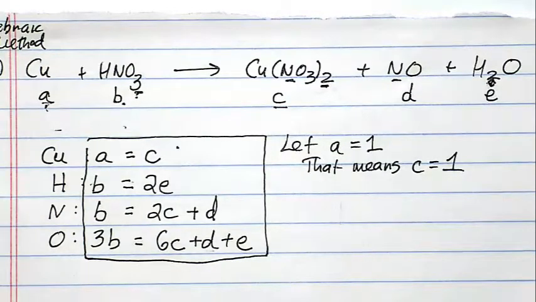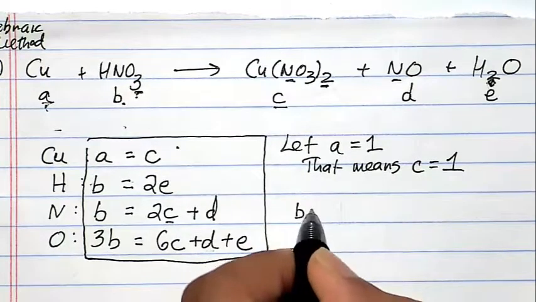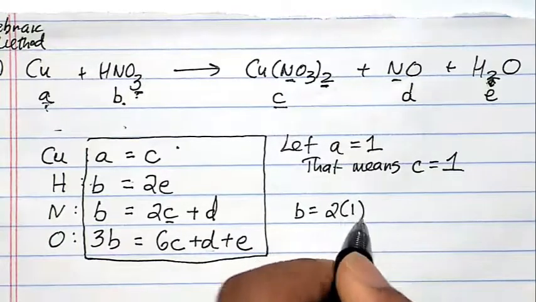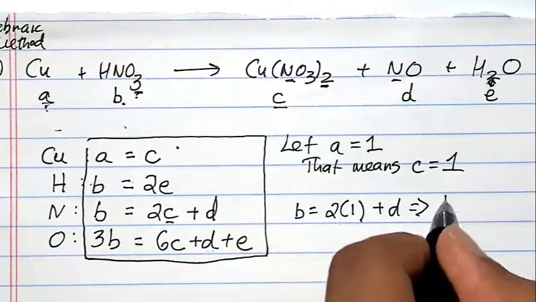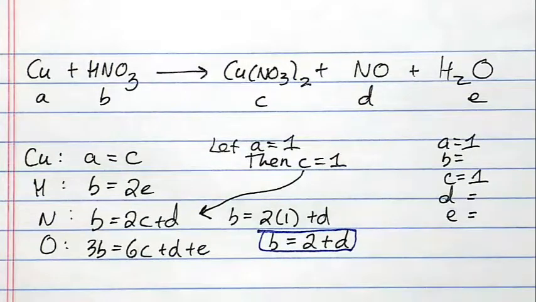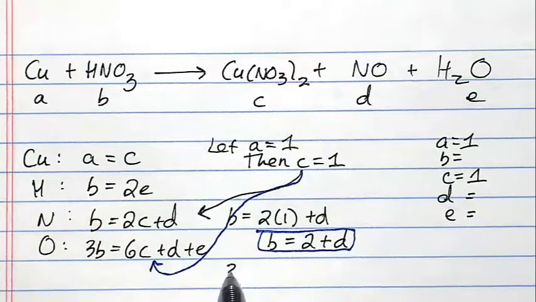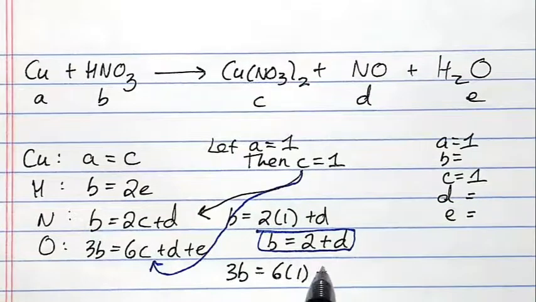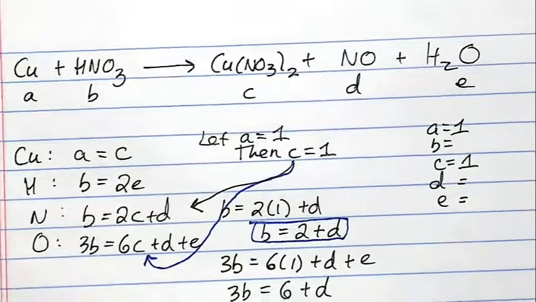So the first thing I would do is probably plug stuff in. So I'll plug in C here. So B is equal to 2 times 1, plus D. So now this implies B is equal to 2 plus D. I would also take that C and plug it in here, and I would get 3B is equal to 6 times 1 plus D plus E. So 3B is equal to 6 plus D plus E.